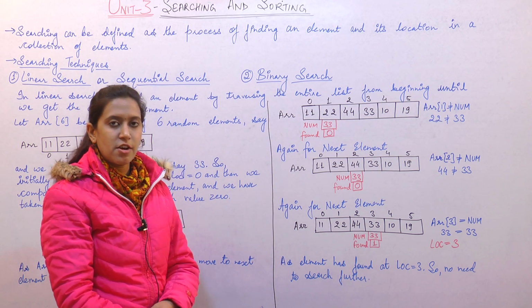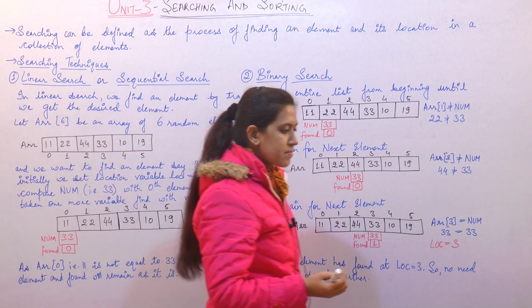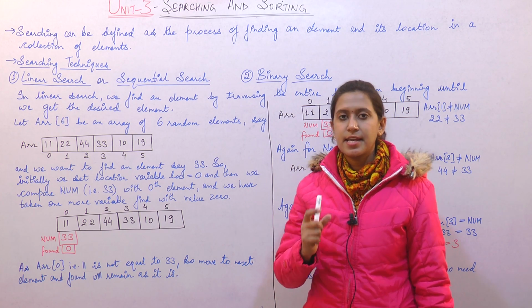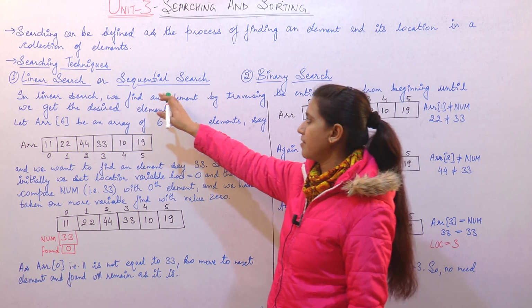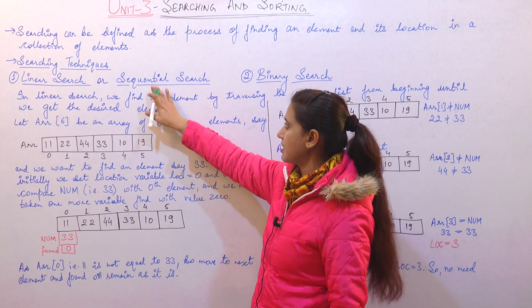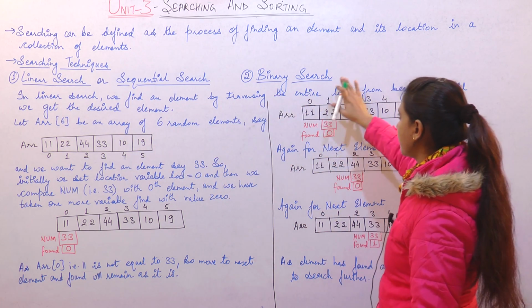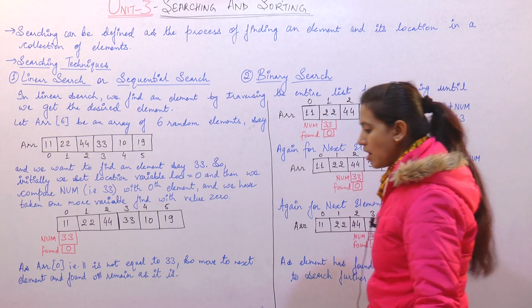From a collection of elements we can find a desired element in two different ways. That means we will be using two different searching techniques. The first one is linear search and the second one is binary search.